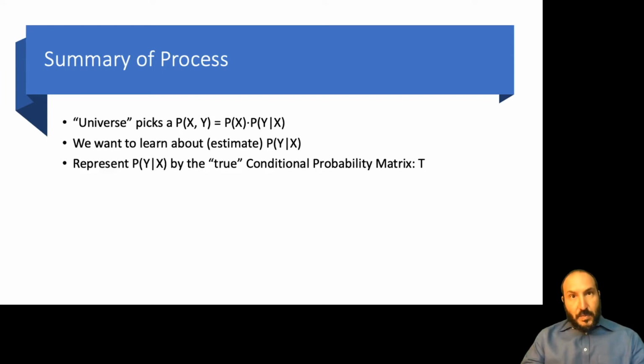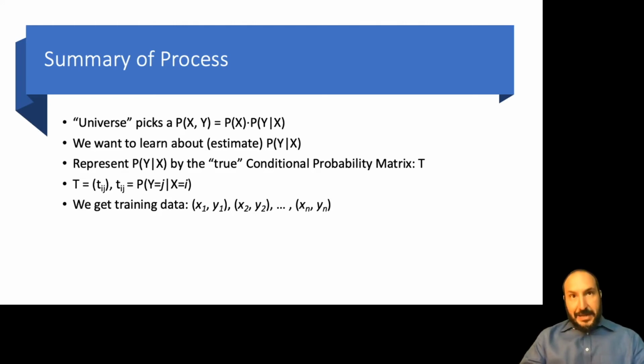Now, we can use this idea of a conditional probability matrix to represent the truth as well. So we can say that the universe has a set of numbers that it uses to generate the y after it's generated the value x. And we can represent this matrix by T, and we could say that tij, the number in the ith row and the jth column, represents the true probability that y equals j given x equals i. So we can think about this as we really want to learn what is that matrix T. That's our goal.